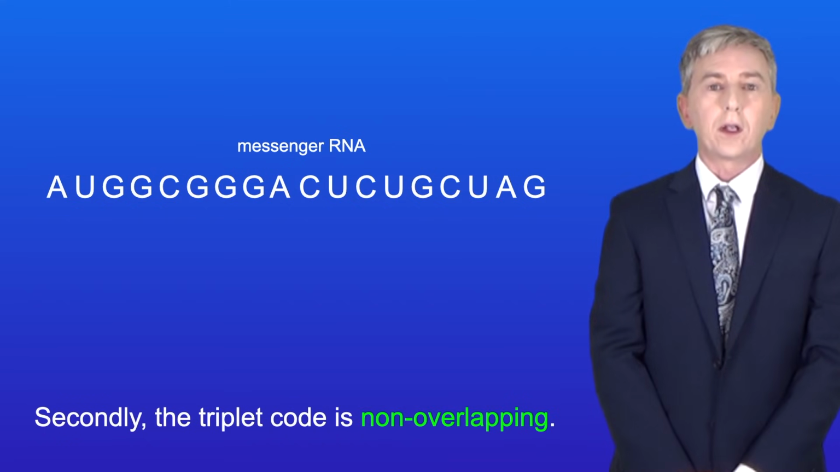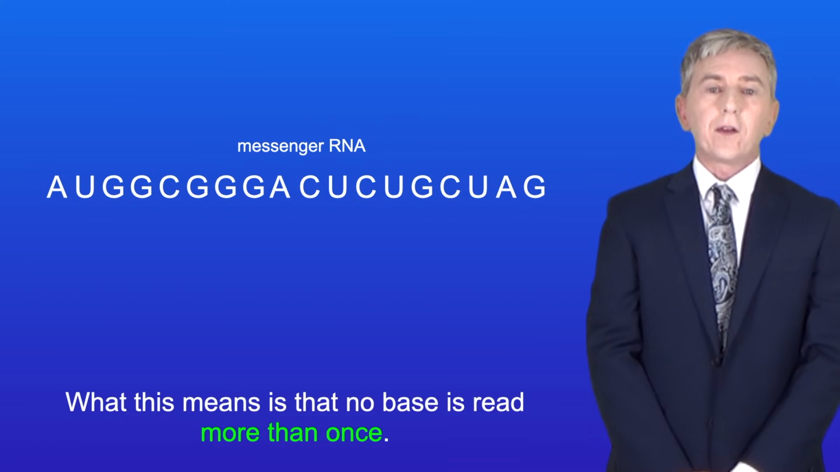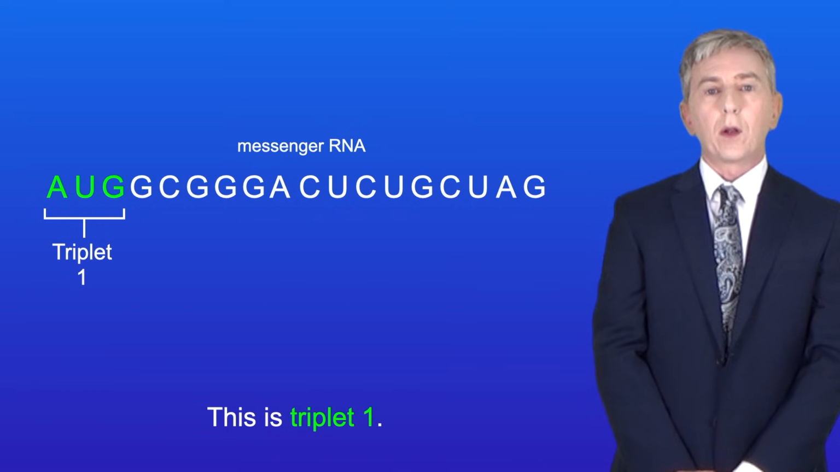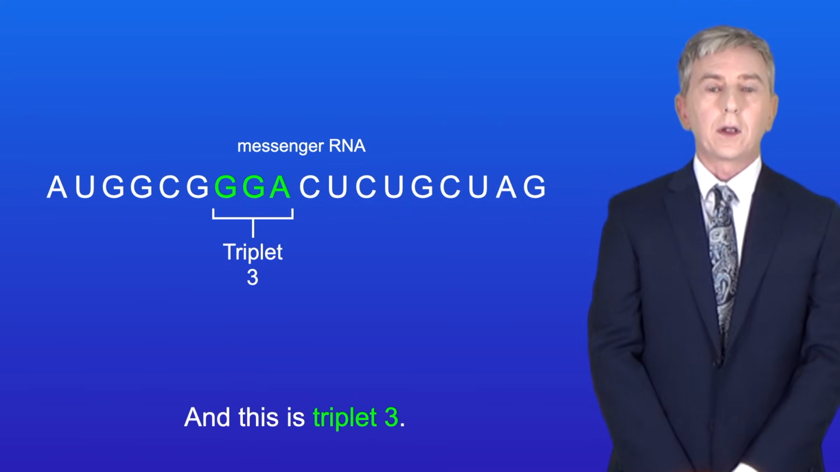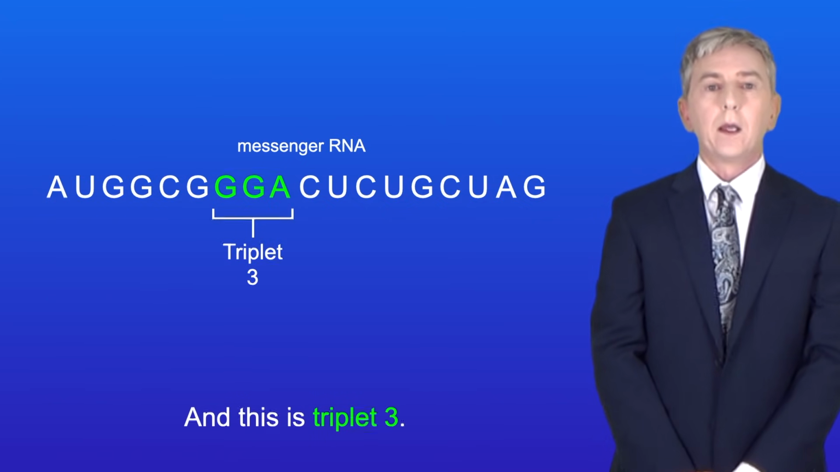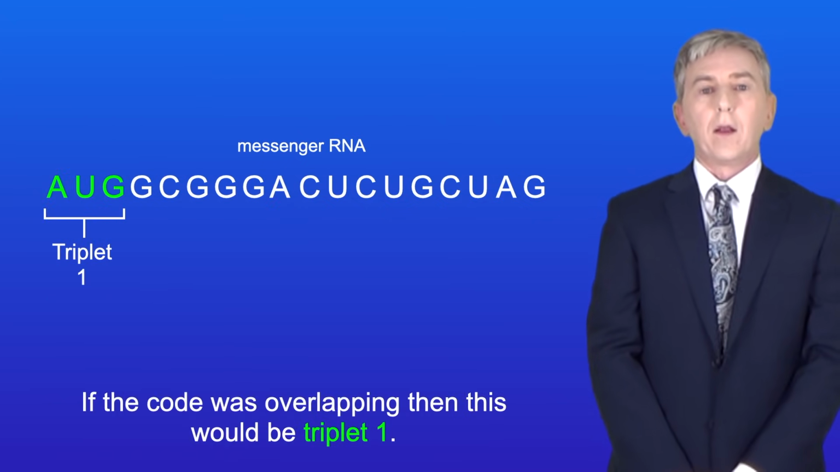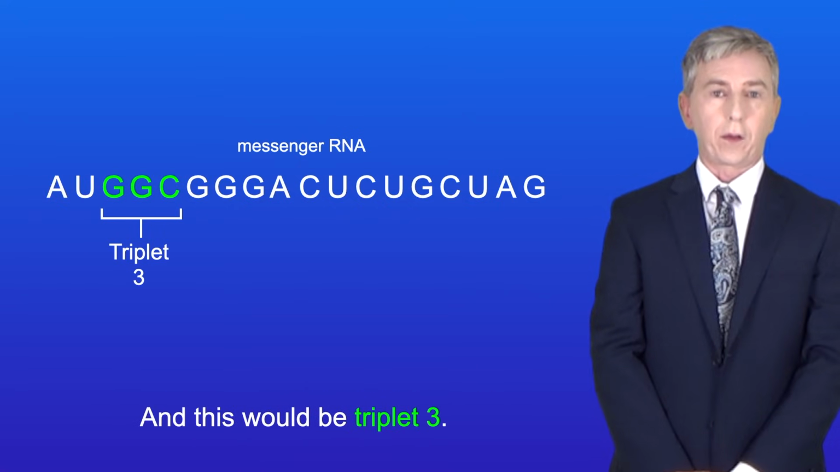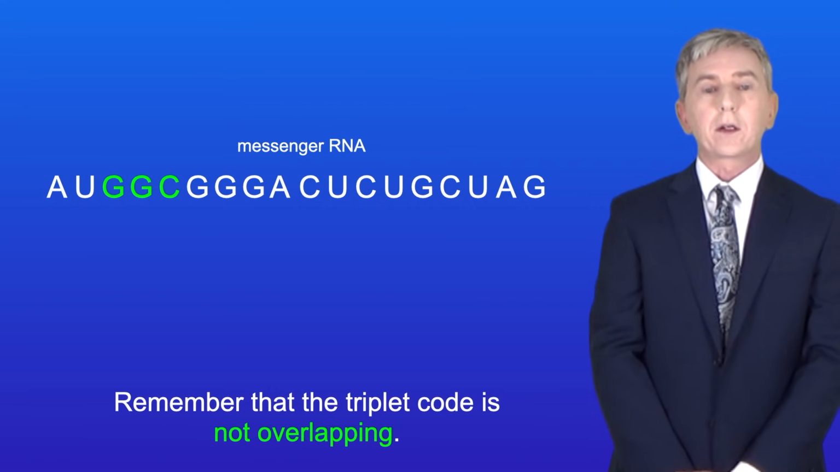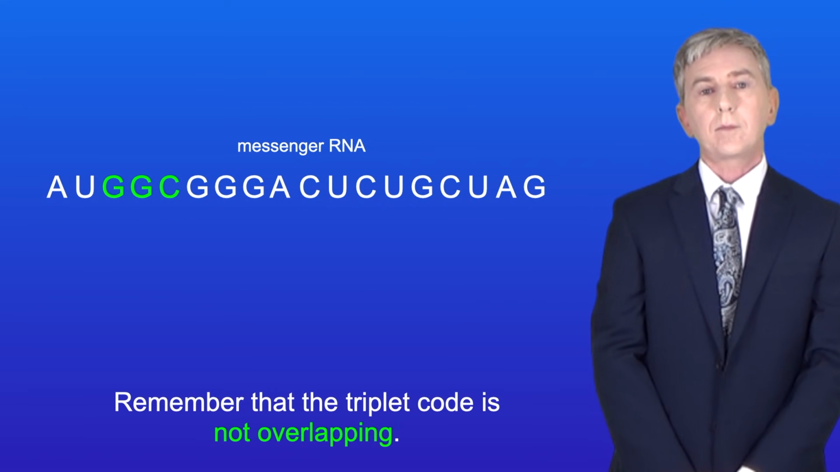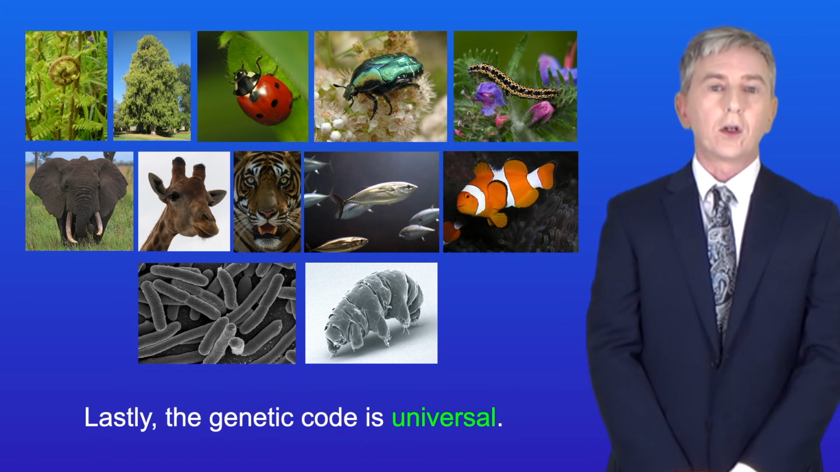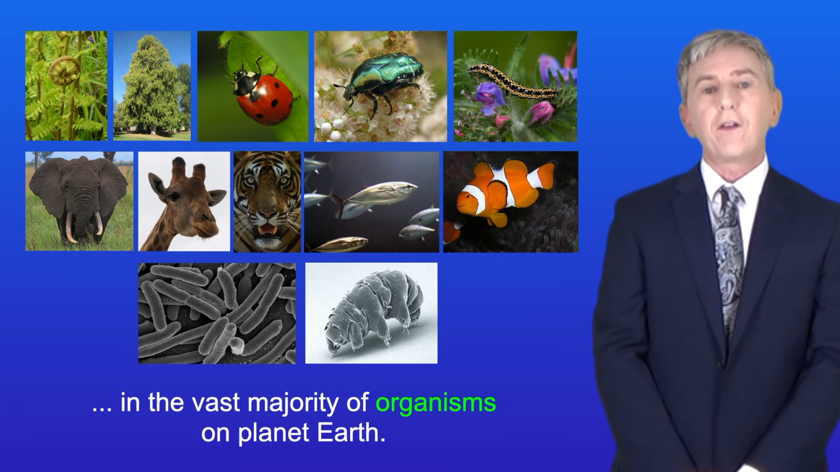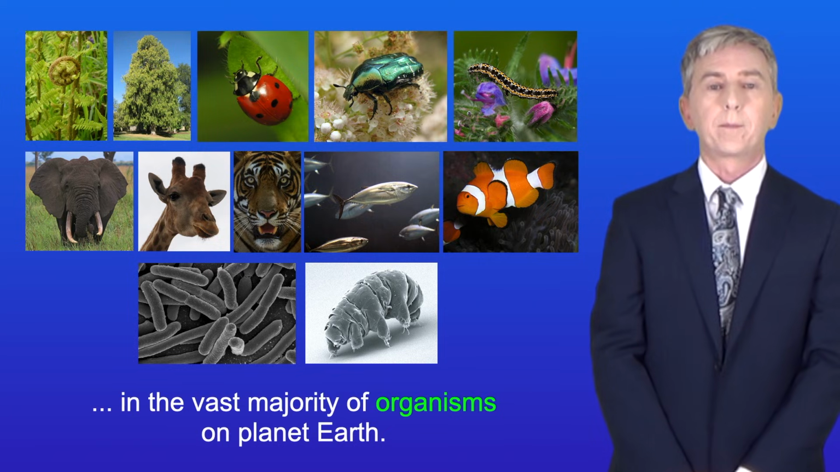Secondly, the triplet code is non-overlapping. What this means is that no base is read more than once. So this is triplet 1, this is triplet 2, and this is triplet 3. Now, if the code was overlapping, then this would be triplet 1, this would be triplet 2, and this would be triplet 3. So remember that the triplet code is not overlapping. And lastly, the genetic code is universal. In other words, the same triplets encode the same amino acids in the vast majority of organisms on planet Earth.